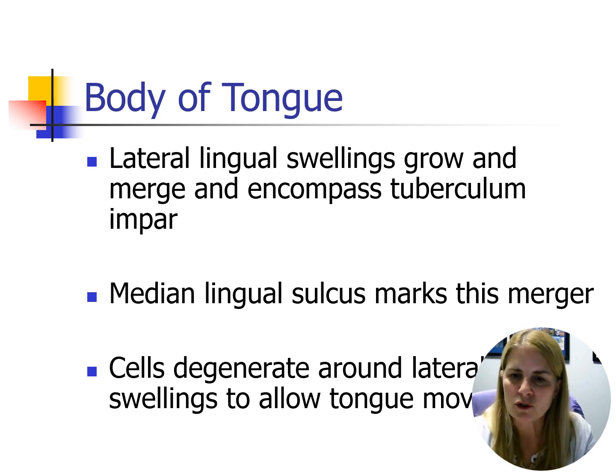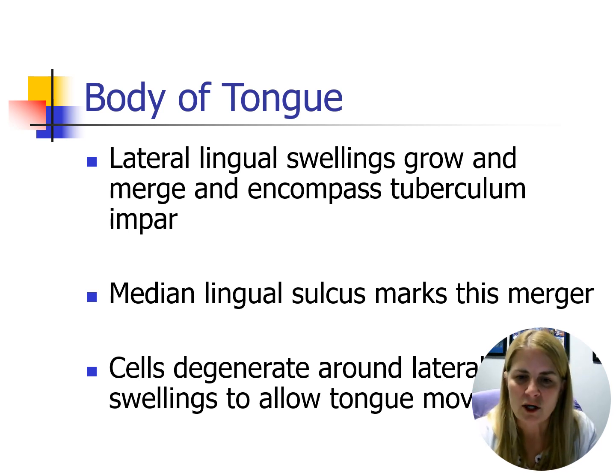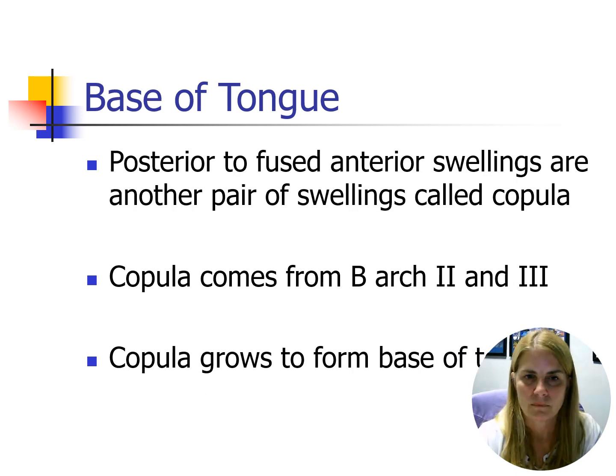The median lingual sulcus is going to mark where the anterior or lateral lingual swellings come together in the middle, and then there's cells that degenerate around that lateral lingual swelling to allow the tongue to move. For the base of the tongue, posterior to those fused anterior swellings, or those lateral lingual swellings, are another pair of swellings called a copula. The copula comes from branchial arches 2 and 3. That copula is going to grow to form the base of the tongue.